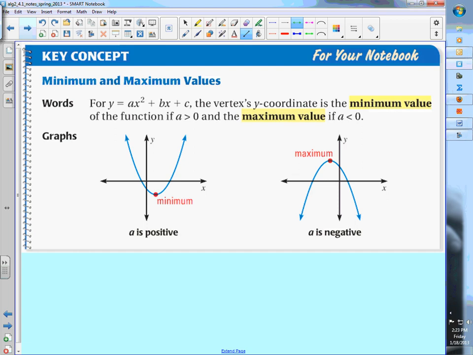Minimums and maximums. When a is positive, your vertex is a minimum. When a is negative, your vertex is a maximum. It's that simple. And you want to always have that right in the front of your brain when you're going through this stuff and you graph. If your graph is a horseshoe up and vertical stretch is negative, oops.